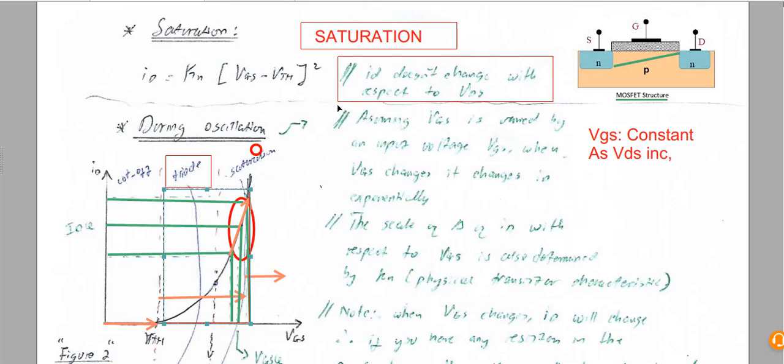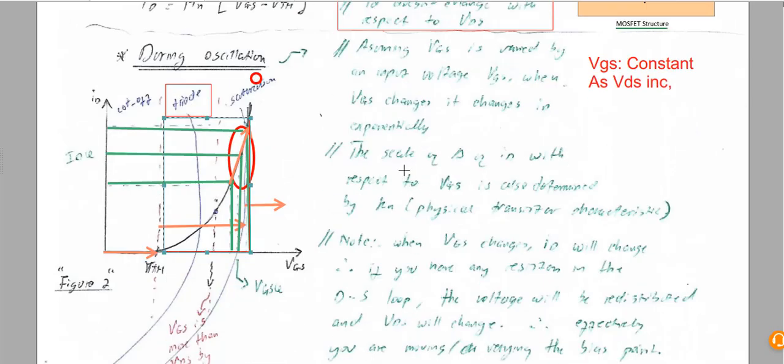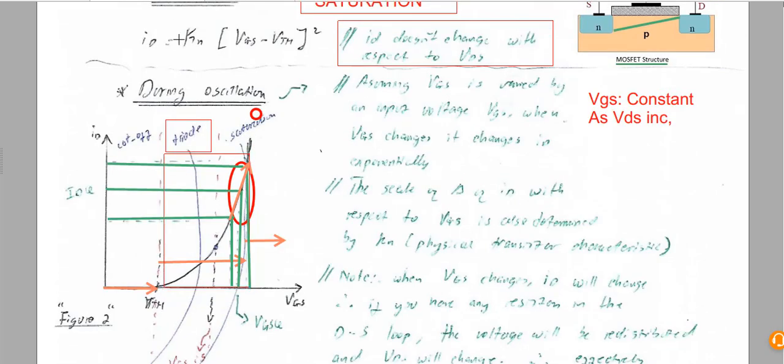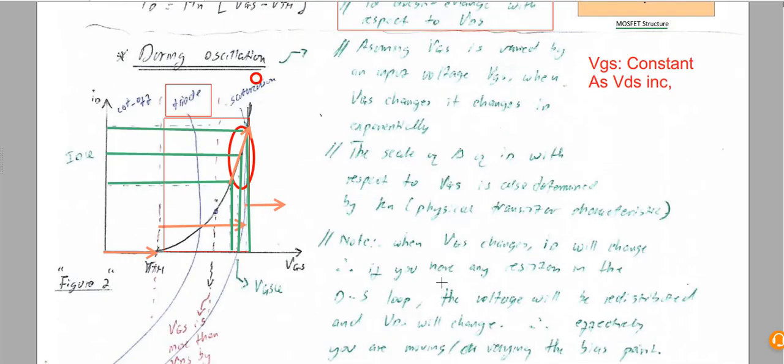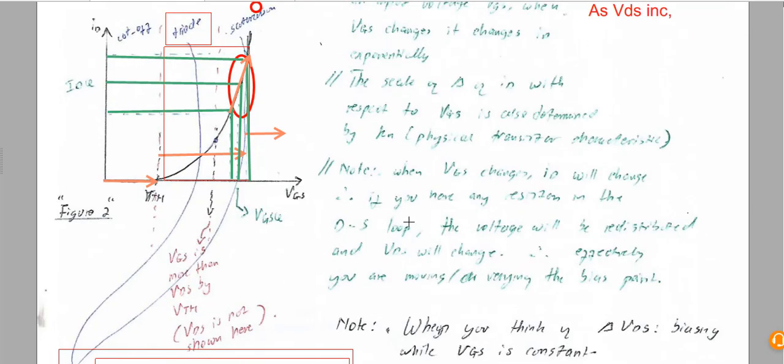So going to the second point, assuming VGS is varied by an input voltage, when VGS changes, it changes ID exponentially. Now, the scale of change in ID with respect to VGS depends on Kn. Kn is a physical parameter which is controlled by the design. Basically, it depends on the length and the width of the gate of the transistor.